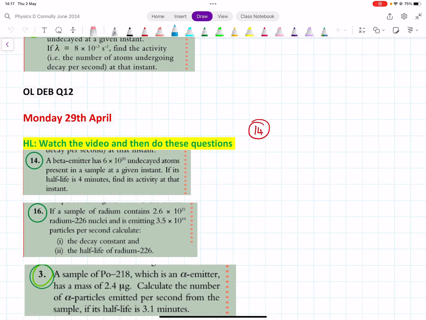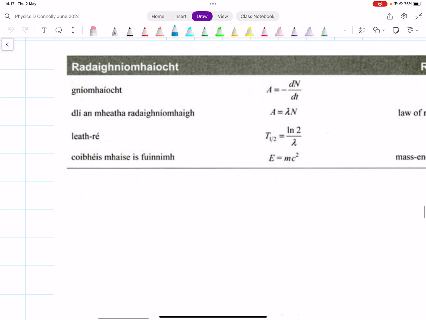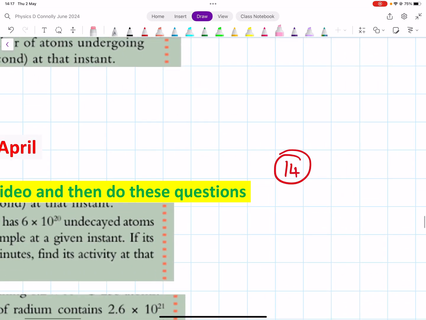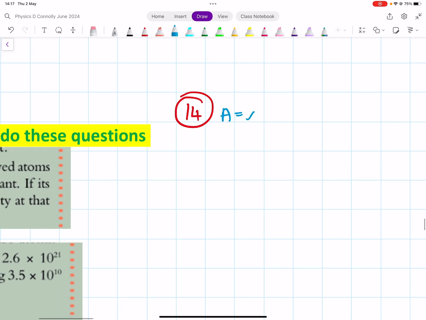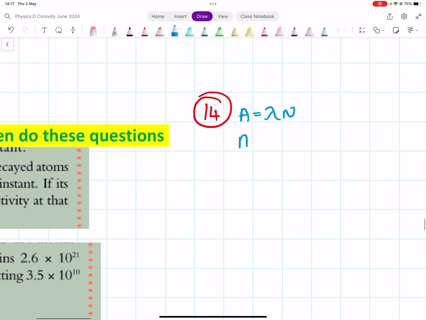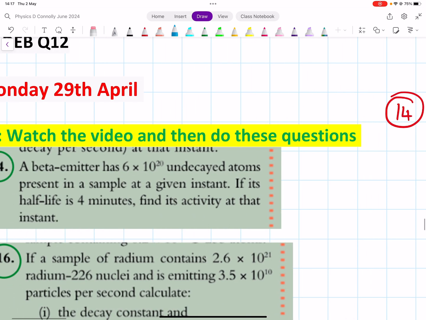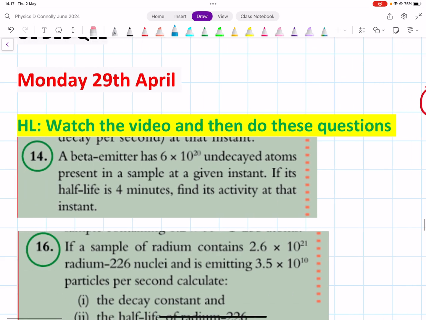So a beta emitter. My formula, as they're asking us for the activity, is what I'm going to need to use. Activity is lambda N, the number of undecayed atoms I have, so activity is lambda times 6 by 10 to the 20. And then they give me the half-life.